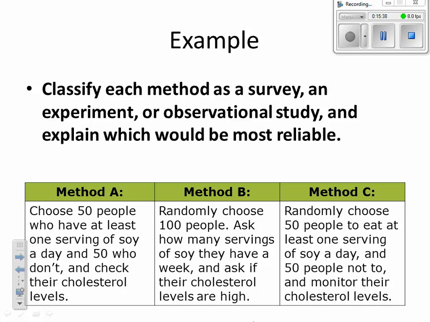Method C, randomly choose 50 people to eat at least one serving of soy a day and 50 people not to, and monitor their cholesterol levels. Okay, so in method C, you're choosing 50 people and you're saying, hey, you're going to eat this soy every day. And 50 people, you're saying, hey, you can't have any soy today. So you are actively participating in this study. You are assigning people a role. So that means that method C would be an experiment because you are actively changing the treatment and control.